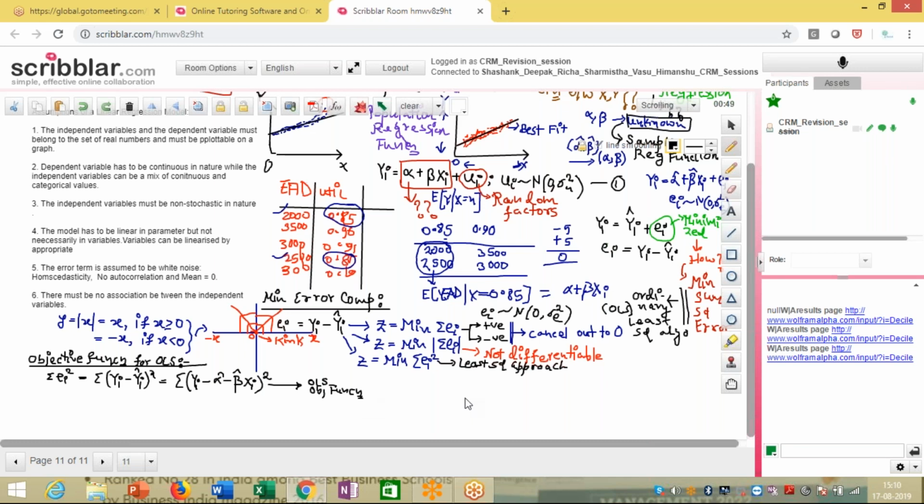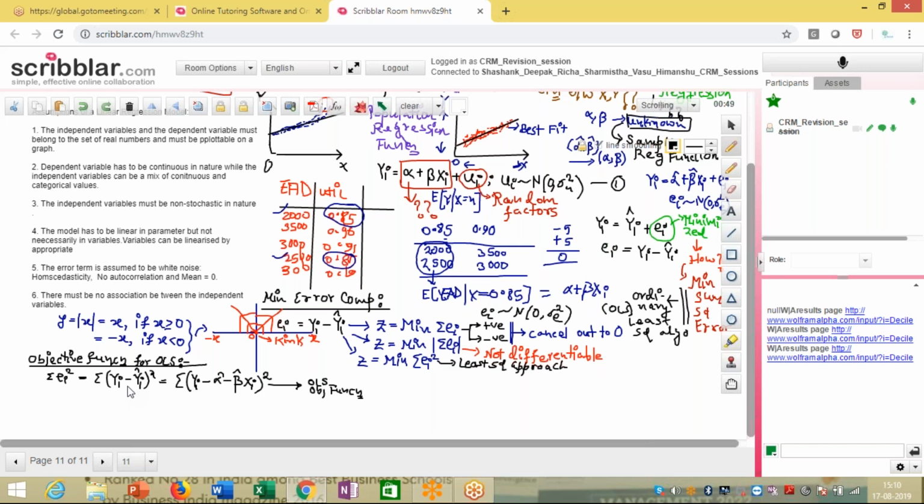Now I need to find that value of alpha hat and beta hat which minimizes the sum of squares of this error, right? So in this function, the sigma ei square gets cancelled out to 0, correct? Sigma ei square minus sigma yi minus yi hat whole square. This is a summation. So you are just summing up all the values of ei square.